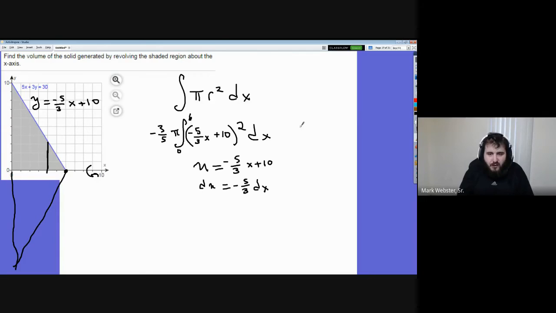So what we have now, in terms of u, is negative 3 pi over 5 times u squared du. And then now we can plug in the limits of the integral as well, right? If x is 0, that means u is going to be 10. If x is 6, that means u is going to be 0.